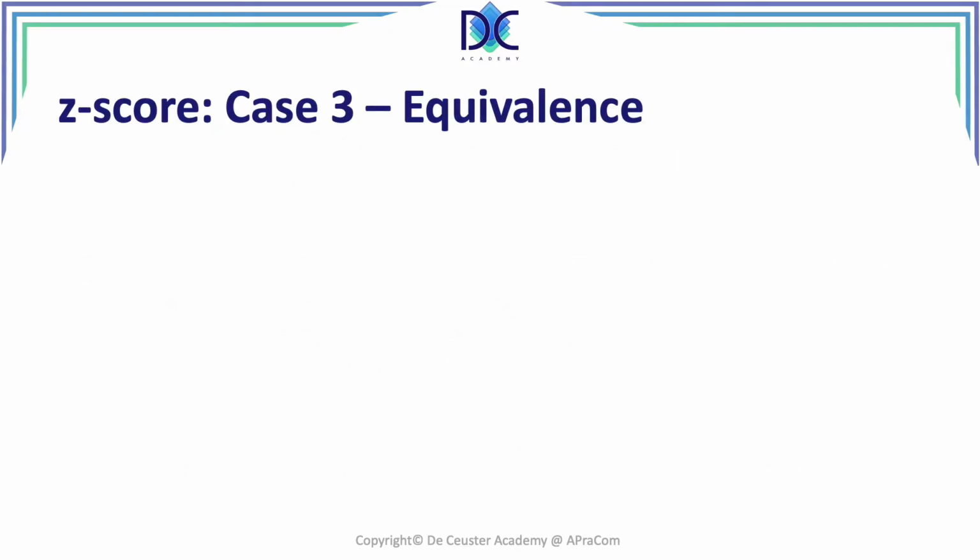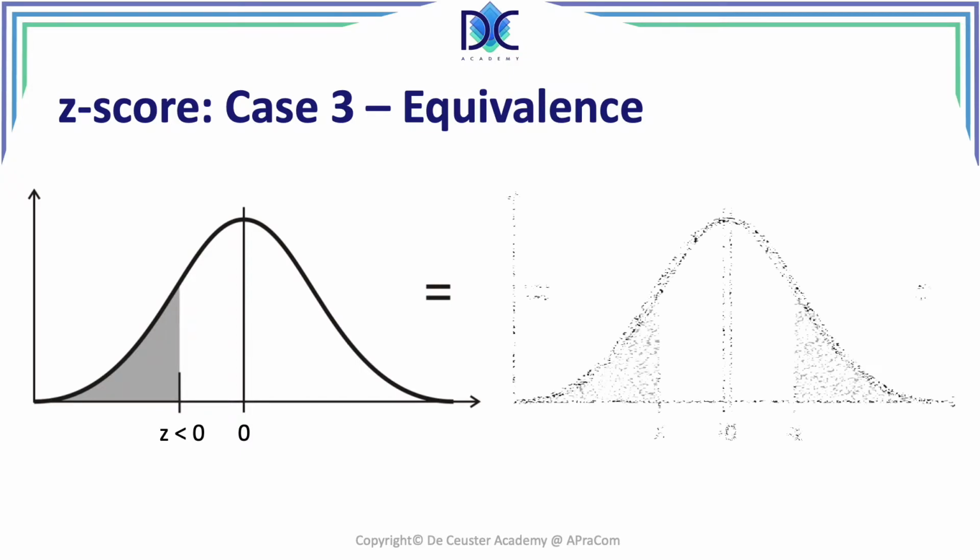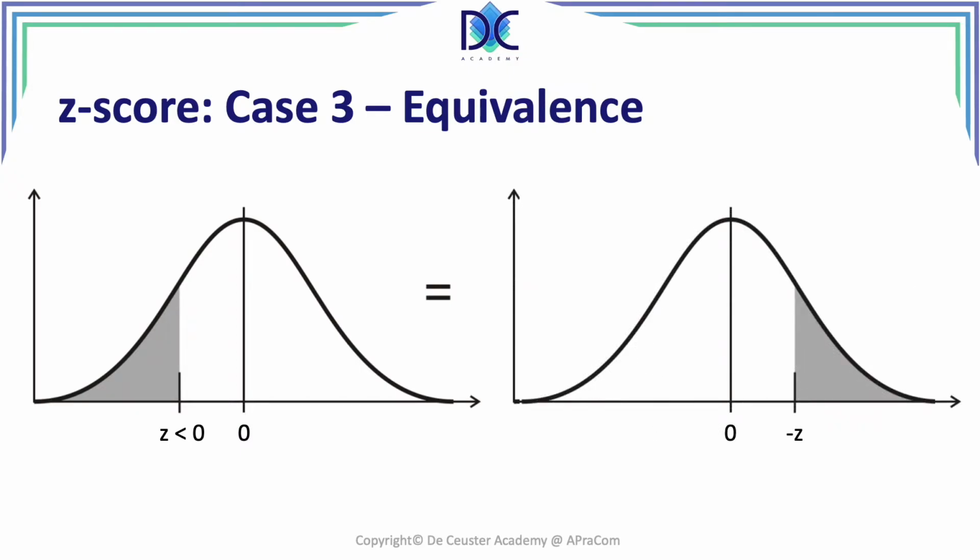In fact, the element that we are going to look at when we are looking at this graph, we see here for z smaller than 0 that we have the surface on the left, which is in fact the gray surface. And basically this is equivalent with this graph.